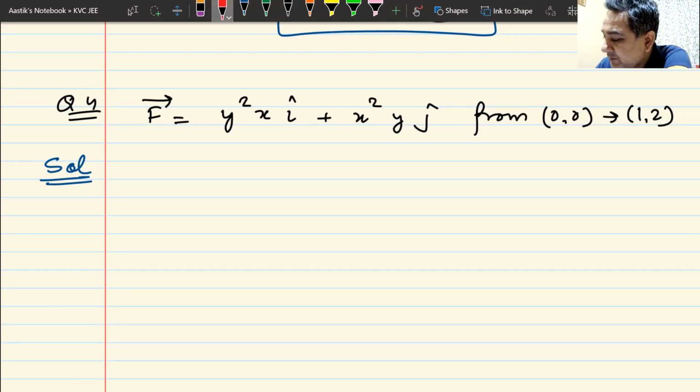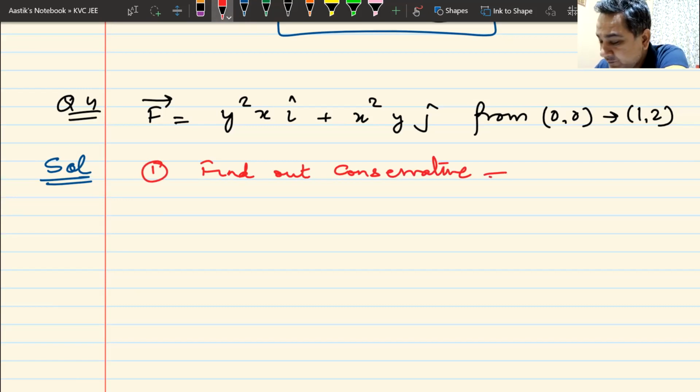So let me write step number 1. Step number 1, find out if it is conservative. So the answer is it is conservative. Yes or no? We all got the same answer that it is conservative. Yes, sir. Great. Okay, then what is the next step?